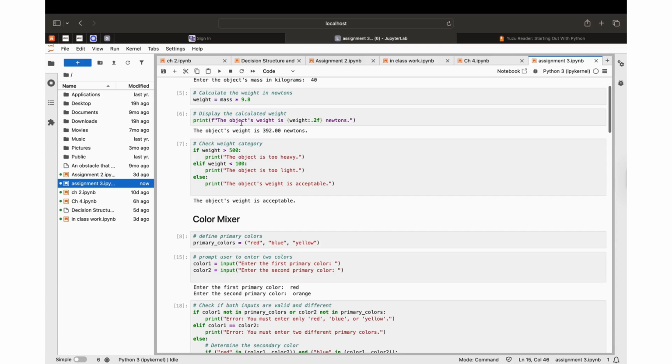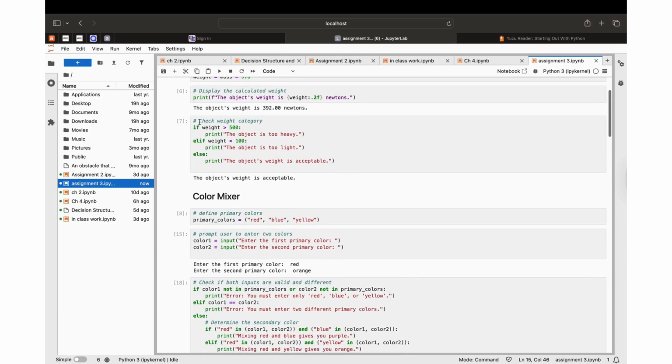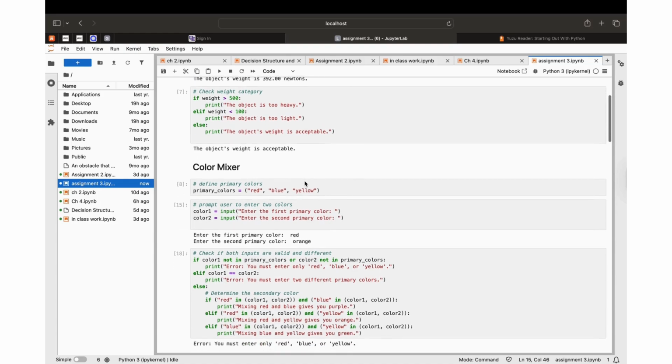And then I displayed the calculated weight. So print f"The object's weight is {weight:.2f} newtons", so 392 newtons. And then checking the weight's category, so it's an if statement. If the weight is over 500, it prints that the object is too heavy, or if it's less than 100, it's too light, or anything else is acceptable. So it ended up being acceptable.